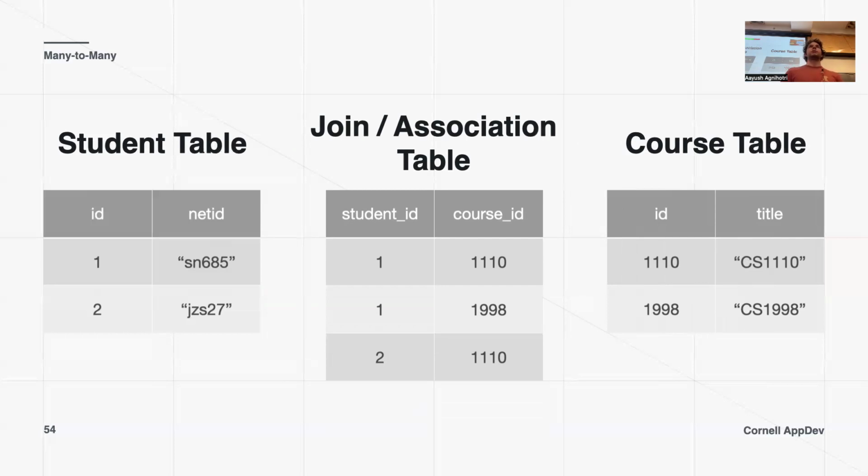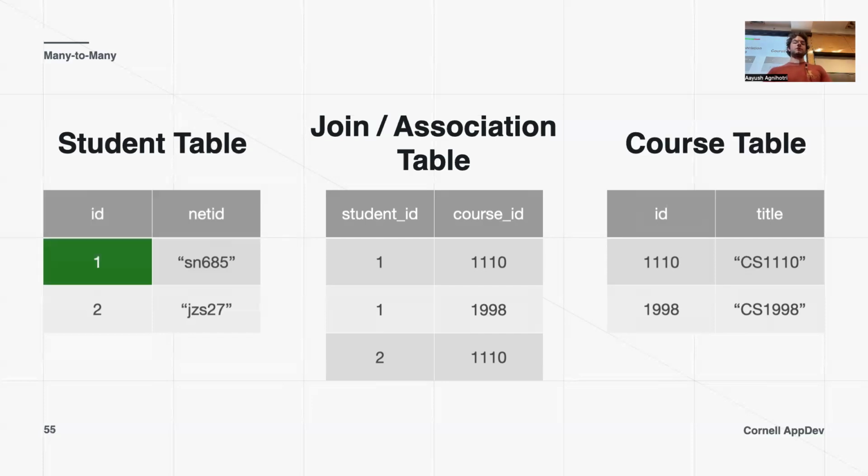So this is where the join or association table comes in. What we have here is a student table and a course table. Right now, in those two tables, there's no foreign key. There's simply an ID and a net ID, and then an ID and a title for the course table. This association table is basically just a table relating the student and the course tables, except each column in the join table is a foreign key.